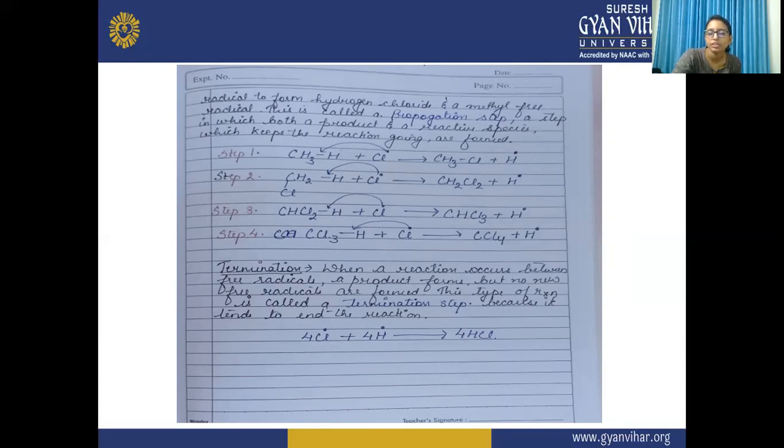So here the last product is formed, that is your 4 free radicals of chlorine and 4 free radicals of hydrogen. After that, there is a formation of HCl. So here 5 products are formed. Your chloromethane is formed, your dichloromethane is formed, your trichloromethane is formed, and tetrachloromethane is formed. Next, HCl is formed.